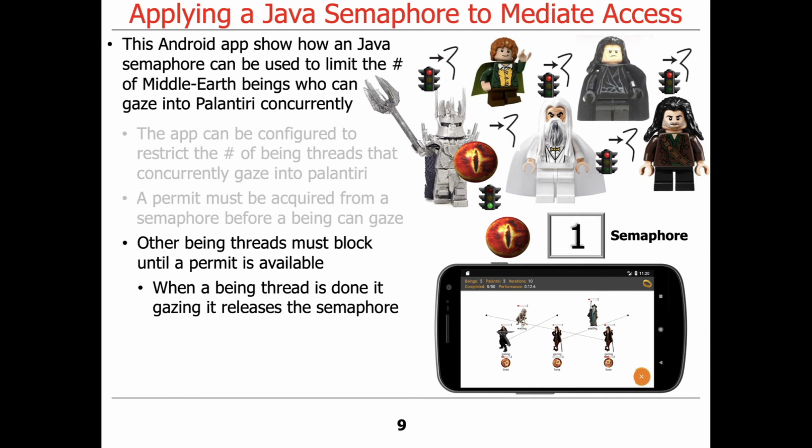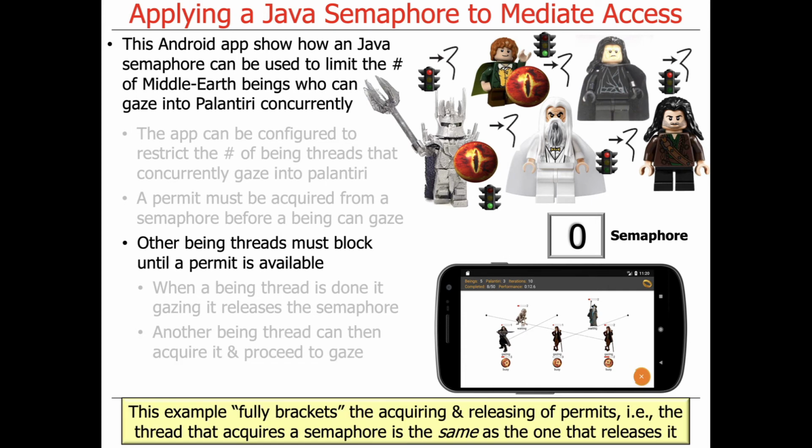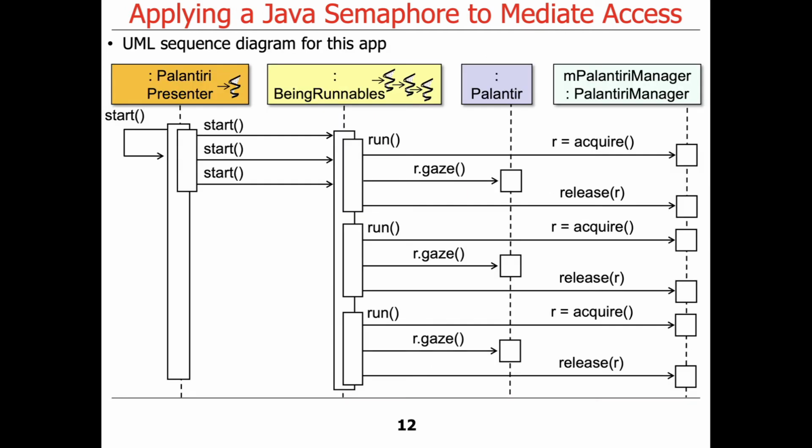And once someone gives back the Palantiri or Palantir, then another being can detect that the semaphore is now greater than 0, as it is here, and then go ahead and grab the Palantiri, gaze into it, and decrement the semaphore count by 1. This particular example fully brackets the acquiring and releasing of permits. In other words, the thread that acquires a semaphore is the same as the one that releases it. That's not always the case, as we will see next.